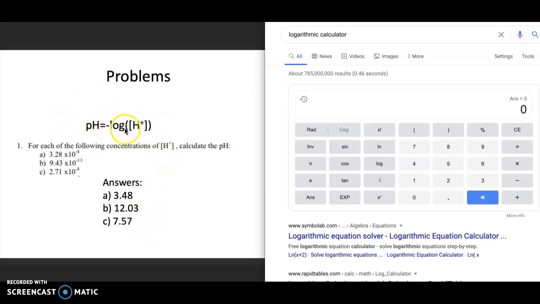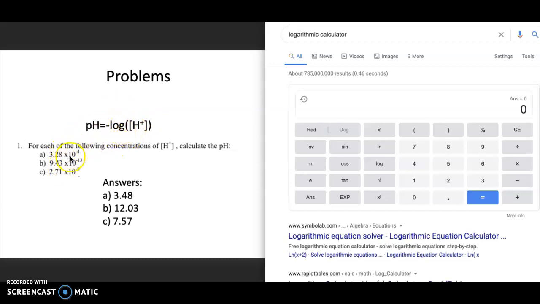For each of them, you have the equation you need here. If you don't have a calculator at home, don't want to use your phone, or don't know how, Google logarithmic calculator, and it'll give you a great one. On most calculators, the negative sign and minus are not the same. On this one, it is. So literally, I just plug it in the same way.